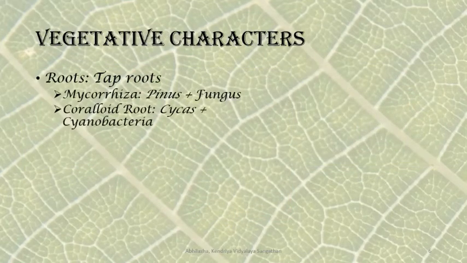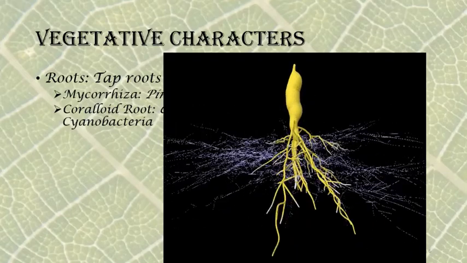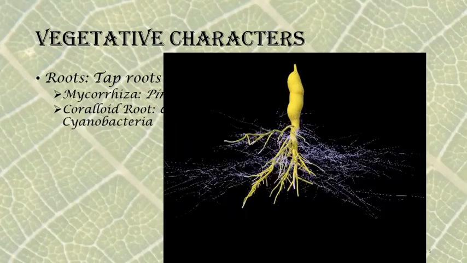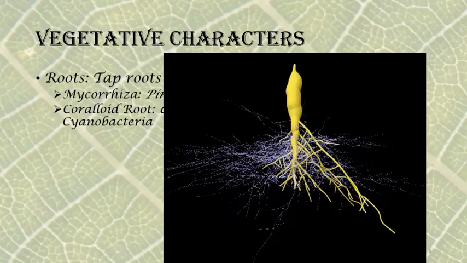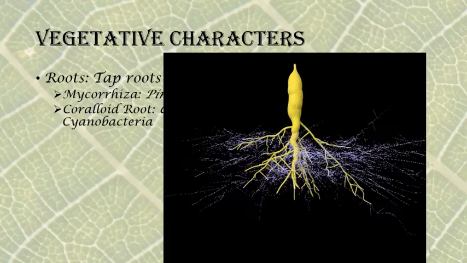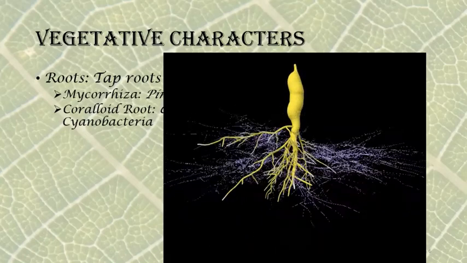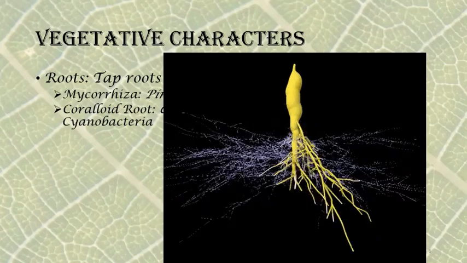Besides the normal tap roots, gymnosperms show two special types of roots. The mycorrhiza, which is found in pines. This is formed due to symbiotic association of pine roots with fungi. The mycorrhiza increases the surface area of roots many times. In return, fungi get nutrition from the pines.